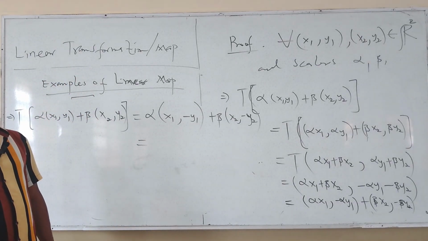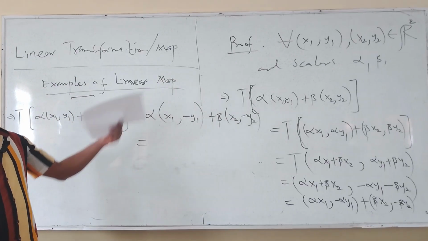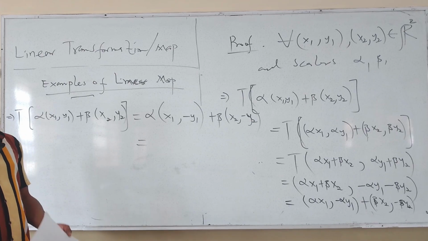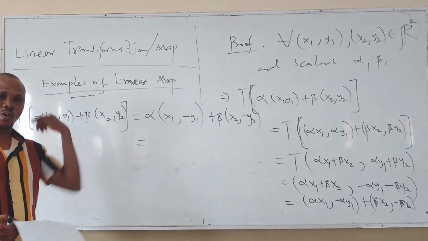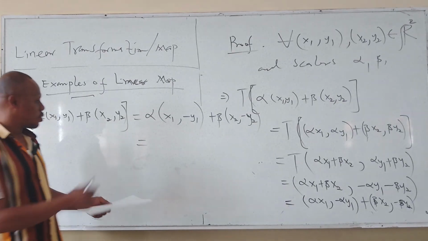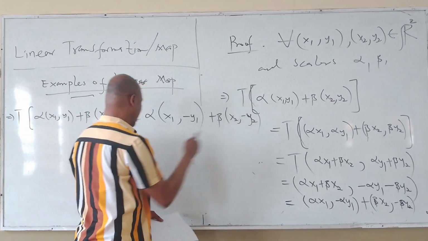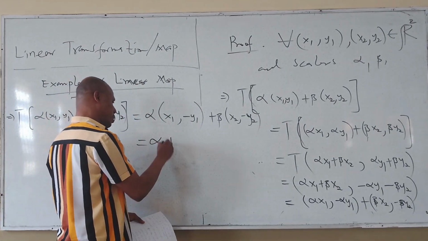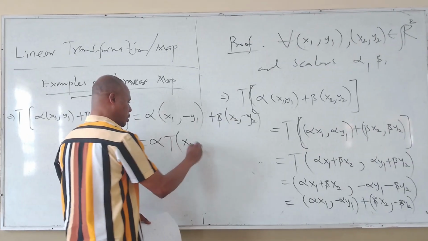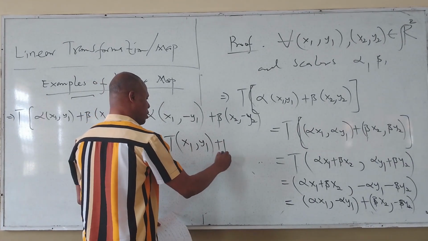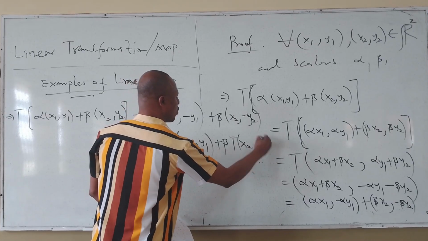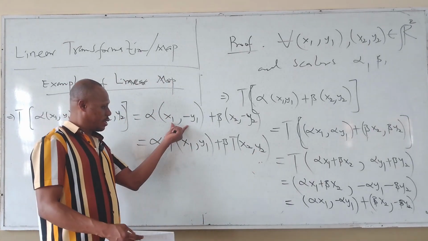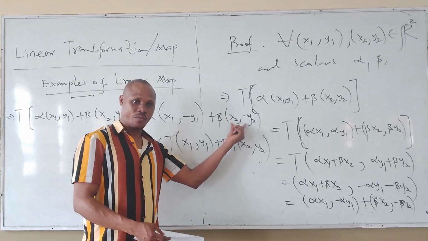Back to the definition. So you can reverse. If T of x y is equal to x, negative y, you realize that x, negative y is T of x y. So you can reverse this, you can also reverse this. This is alpha T of x1 y1 plus beta T of x2 y2. So whenever we have this, we can write it this way.